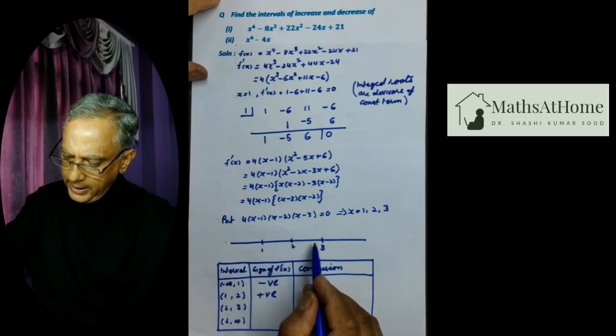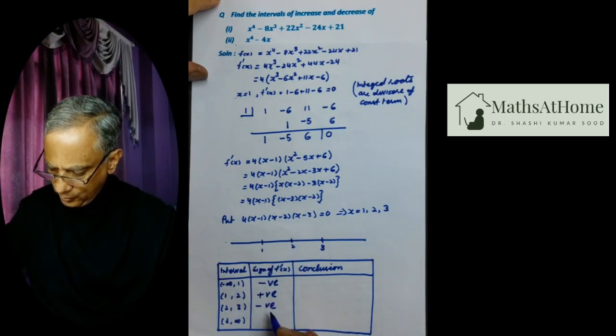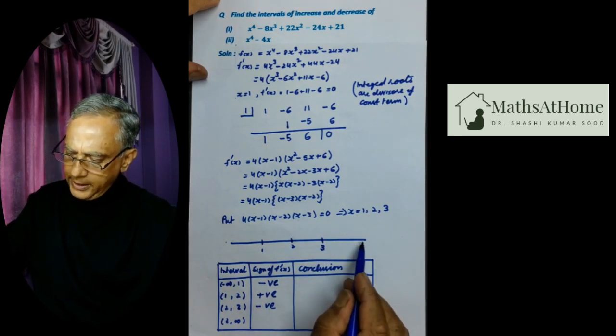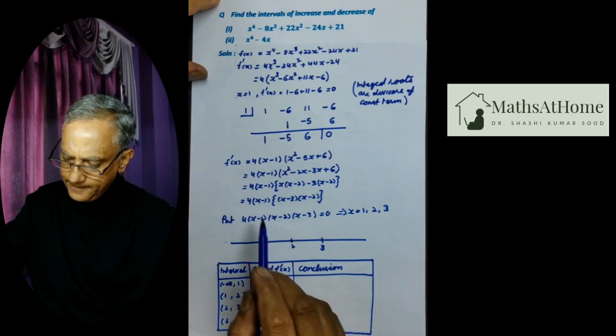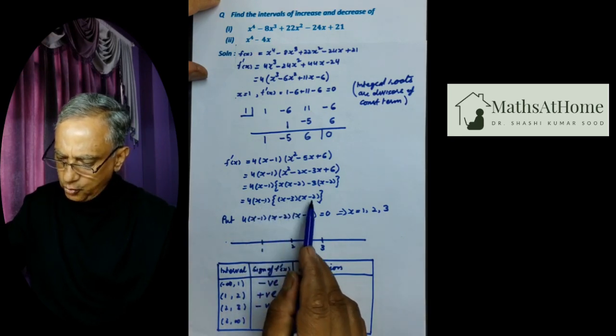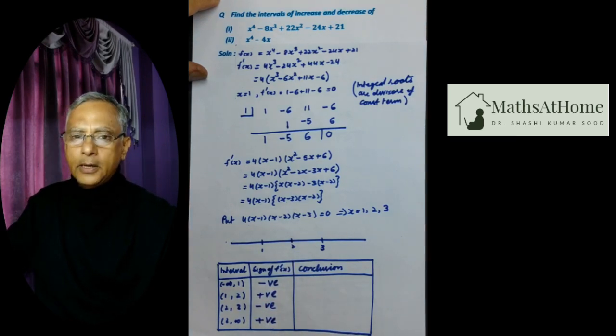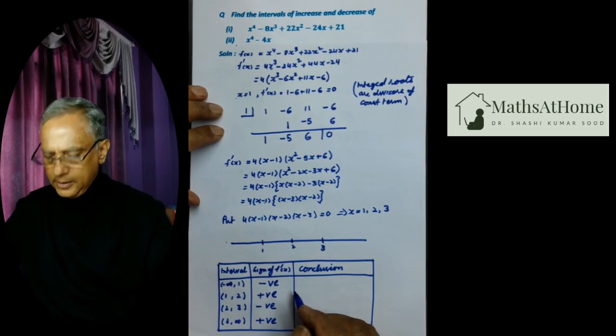And in 2 to 3, say 2.5. So overall sign is negative. And in 3 to infinity, take any point, 4, 5, 6, you can take any. Take 4. So 4 minus 1 is 3. Positive. 4 minus 3 is positive. 4 minus 2 is positive. So overall sign is positive. Now we write the conclusion.